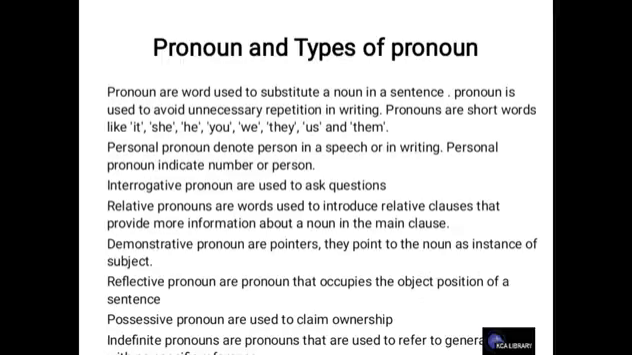Demonstrative pronouns are pointers. They point to the noun as instance of subject. So we have that under this category as an example. Moving on, we have reflexive pronouns. These are the type of pronoun that occupies the object position of a sentence. Then we have possessive pronouns. They are used to claim ownership. Finally, we have indefinite pronouns. These are the type of pronouns that are used to refer to general purpose.